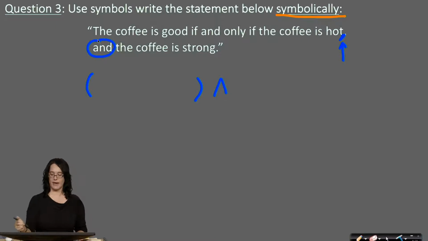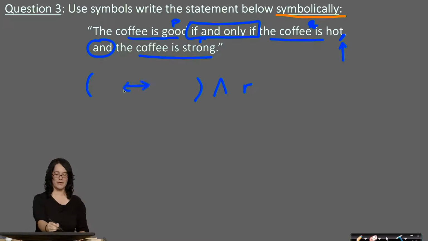Okay, now going back to my previous slide here, this is question 3. So in my previous slide, the coffee is strong, I believe was letter R, right? That was letter R. The coffee is good, I believe was letter P. The coffee is hot, I believe was letter Q. If I'm wrong, then forgive me, okay? So how do I put those together with an if and only if? Do you remember which connective that was? That's right, it was our double arrow. So we're going to do a double arrow here, P, double arrow, Q.